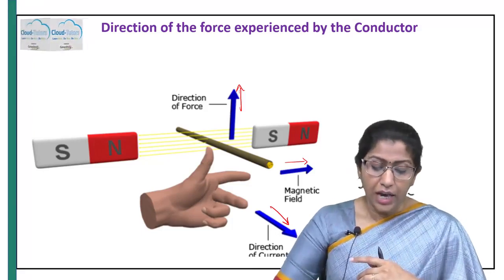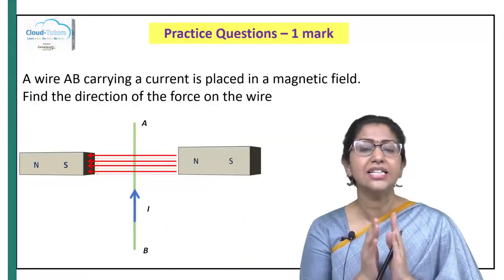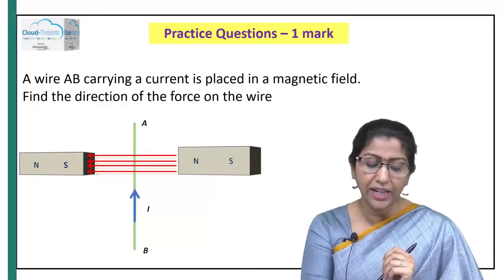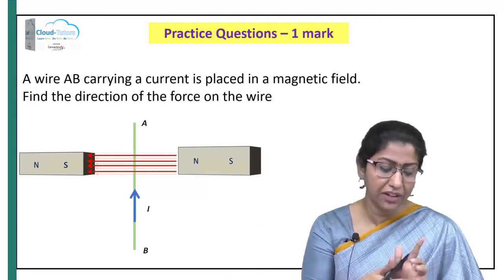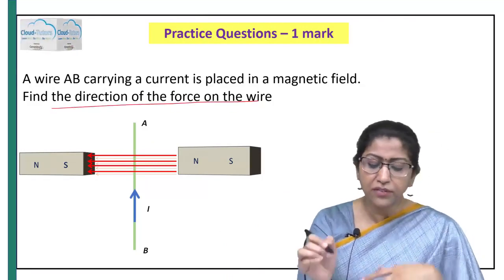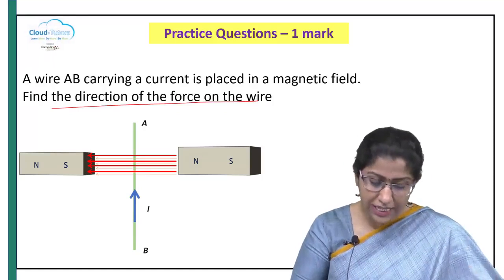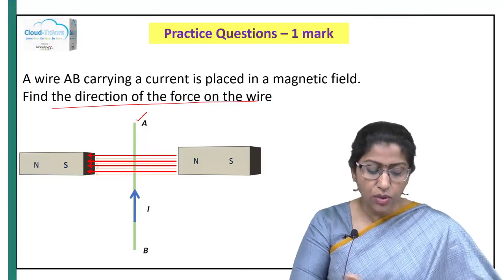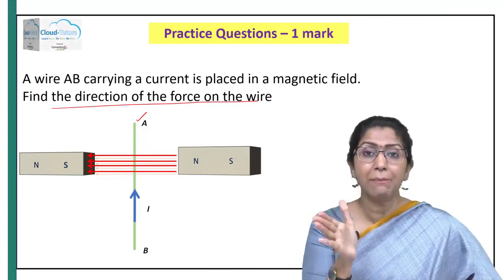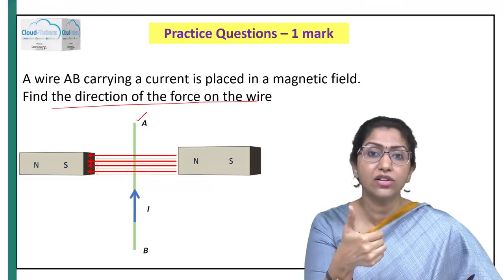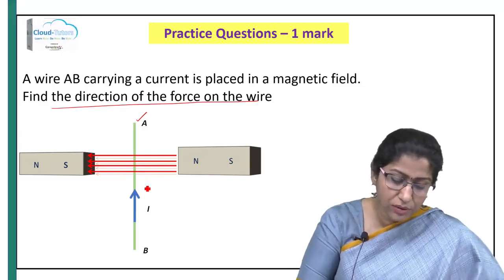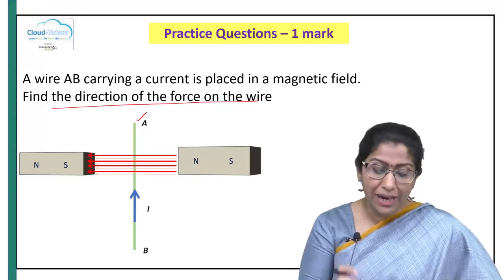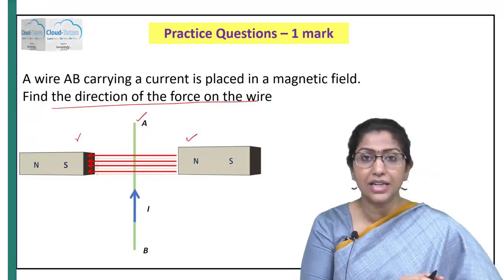Alright, now with this, let's answer this very simple one marker question. A wire AB carrying a current is placed in the magnetic field. Find the direction of the force on the wire. So you see that AB is a current carrying conductor. When I apply Maxwell's thumb rule, what will be the direction of the magnetic field? You see these red arrows. Basically, these arrows are showing the direction of the magnetic field due to the permanent magnets kept around it.